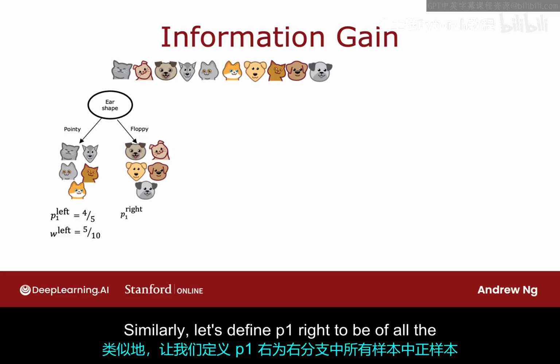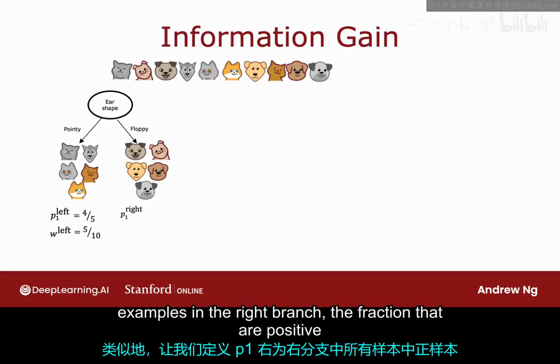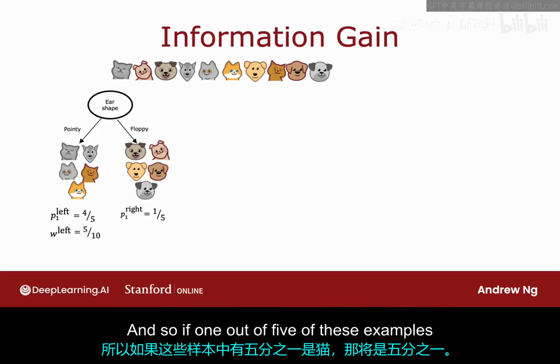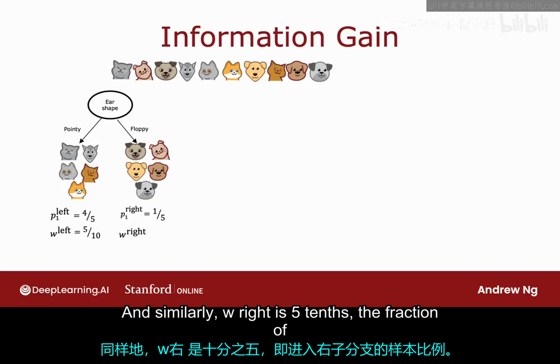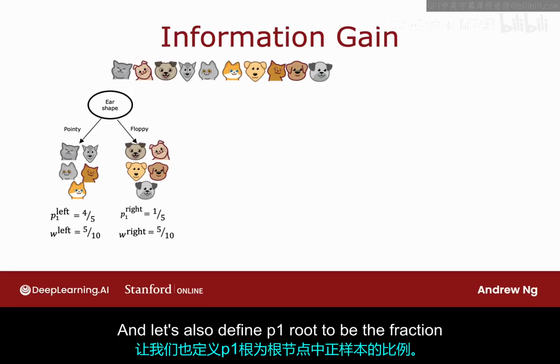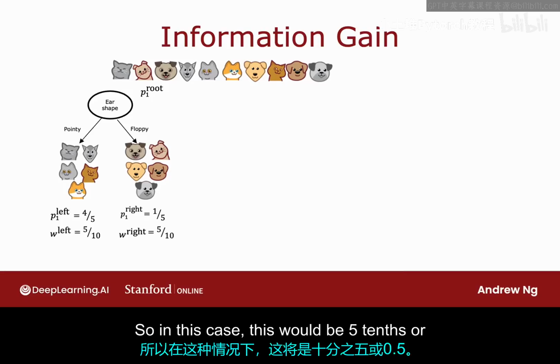Similarly, let's define P1 right to be, of all the examples in the right branch, the fraction that are positive examples. And so with 1 out of 5 of these examples being cats, that would be 1/5. And similarly, W right is 5/10, the fraction of examples that went to the right subbranch. And let's also define P1 root to be the fraction of examples that are positive in the root node. So in this case, this would be 5/10 or 0.5.